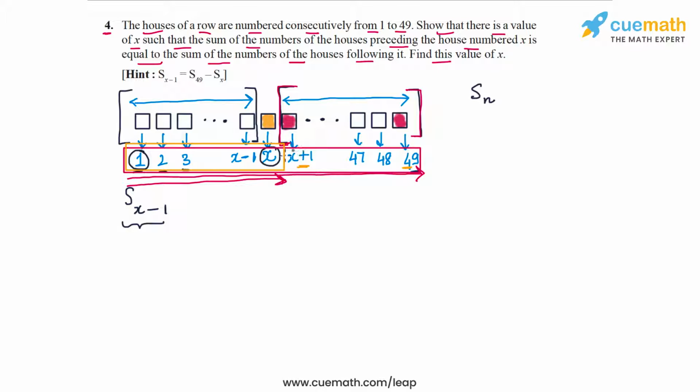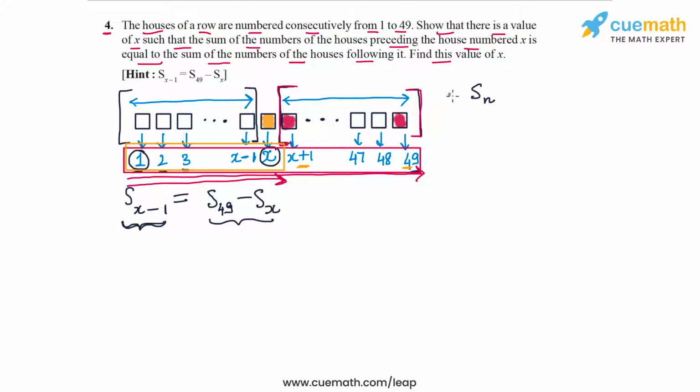So the sum after house number x we can write as S49, the total sum up to 49, minus Sx, the sum up to house number x. And then what we want is we want these two to be equal. We want the sum up to x minus 1 to be equal to the sum after x, which is S49 minus Sx. And once we have figured out this logic, the remaining part of the question is very simple. We just need to simplify this, and then we need to find the value of x.